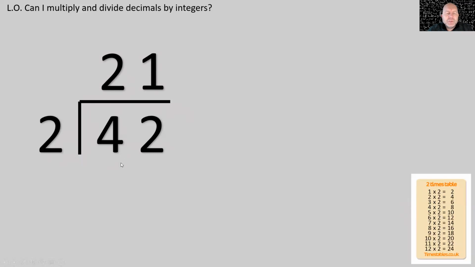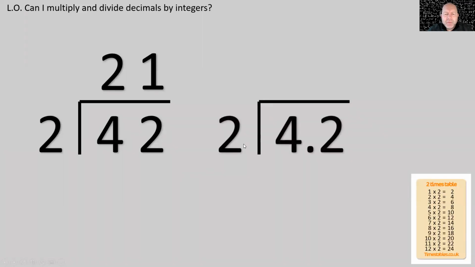2s into 42, 21. Now, let's convert that sum into a decimal sum. So this time, how many 2s in 4.2? You can see it's basically the same calculation. The only difference is we've now got this decimal. So instead of having 4 tens and 2 ones, we've got 4 ones and 2 tenths, but the digits are the same. How many 2s in 4? There are 2. How many 2s in 1? There are 1. And again, just like the multiplication, the decimal point tracks up, it stays in line.